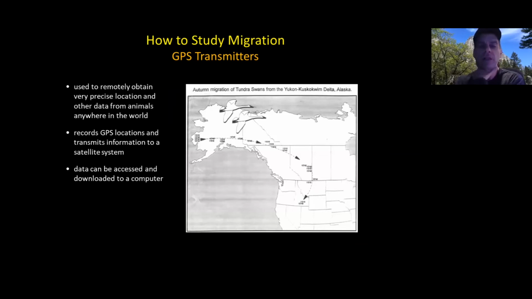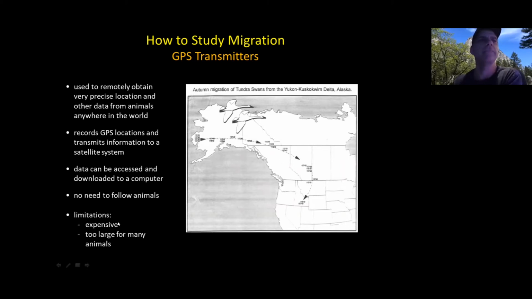So there's no need to follow the animals, which can be stressful for the animals. And if you're following animals with transmitters using helicopters or airplanes, it can actually be quite expensive as well as stressful. So here's an example: you put these satellite transmitters on these tundra swans, and then you can just sit at your desk and the data come in showing you where they are on a given day.